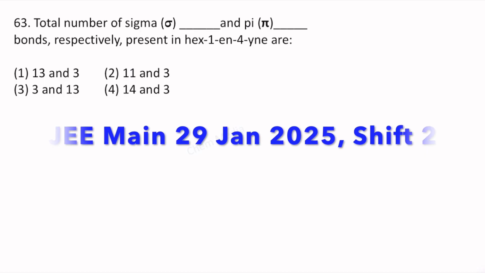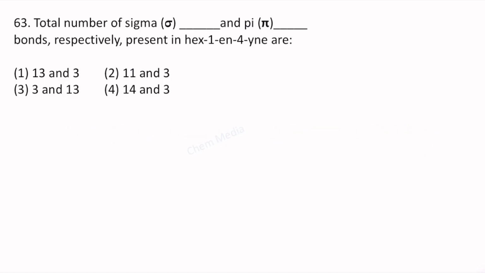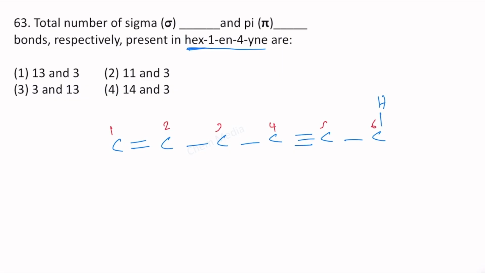Total number of sigma and pi bonds respectively present in hex-1-en-4-yne are how many? The root word here is hex. Therefore, we have a 6 carbon chain. Let's draw the 6 carbon chain first. 1, 2, 3, 4, 5, 6. We have a double bond at 1 position, triple bond at 4 position. Let's fill the hydrogens to satisfy the valency of carbon. We have 3 hydrogens here. We have 2 hydrogens here.